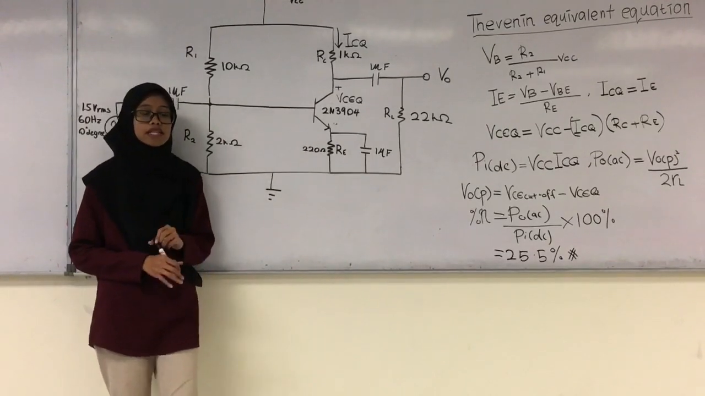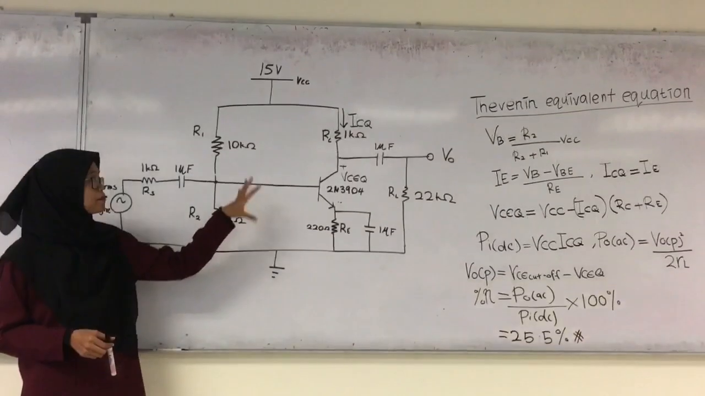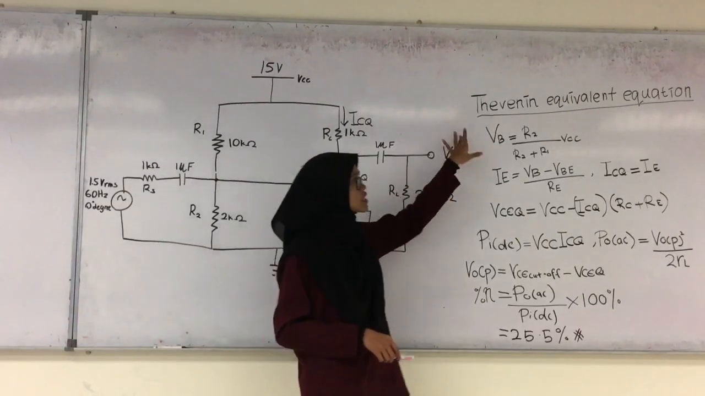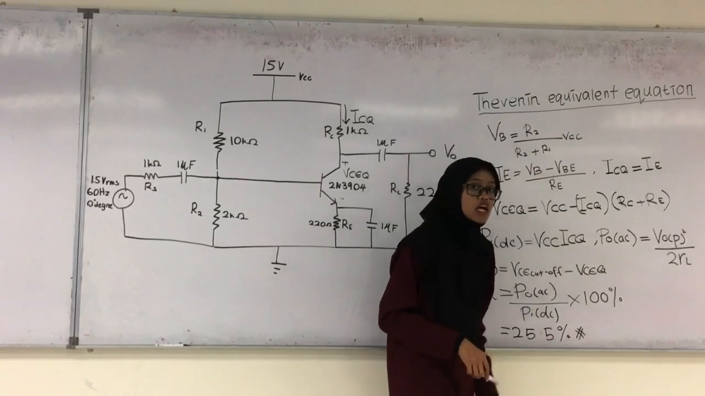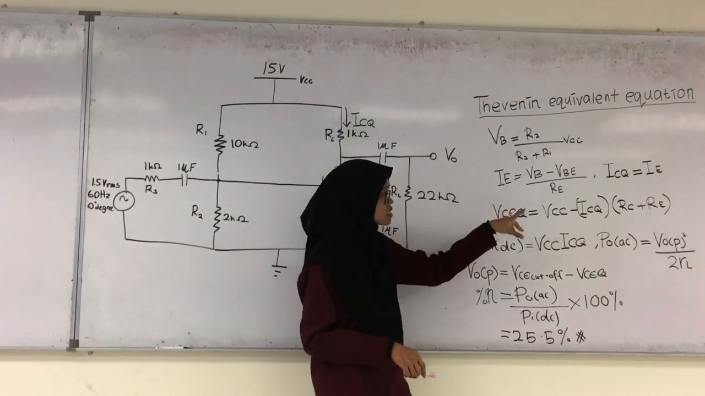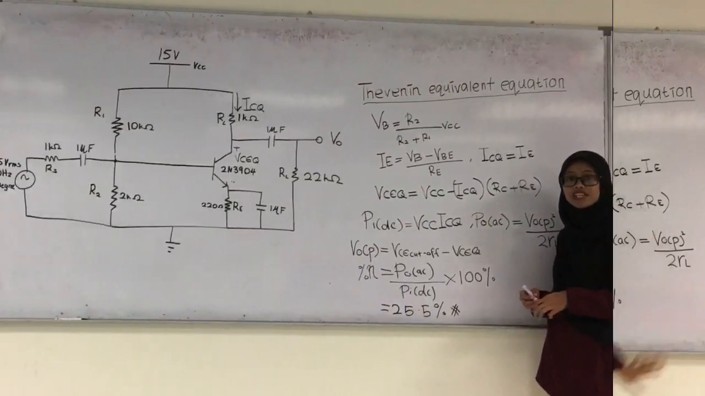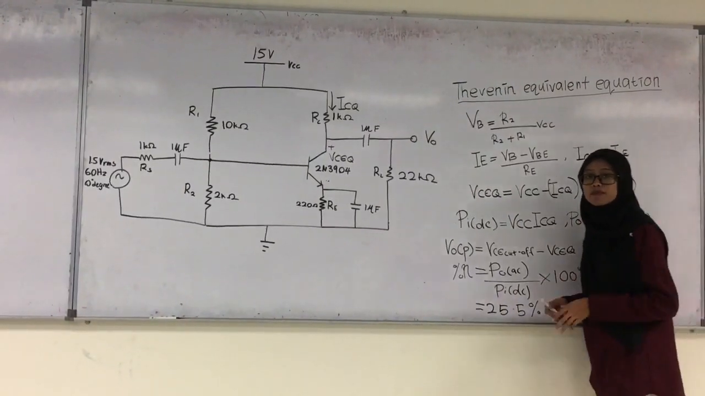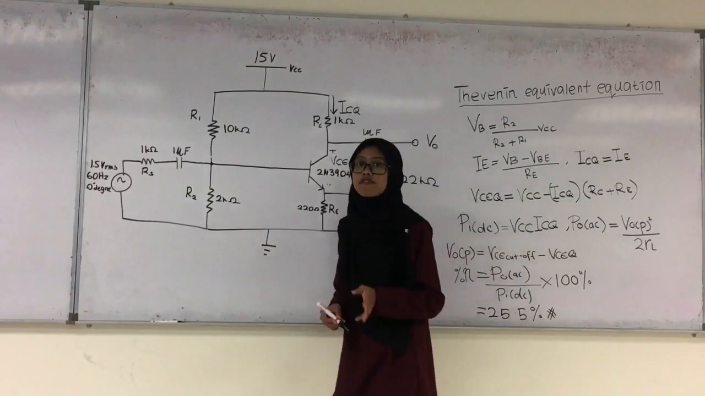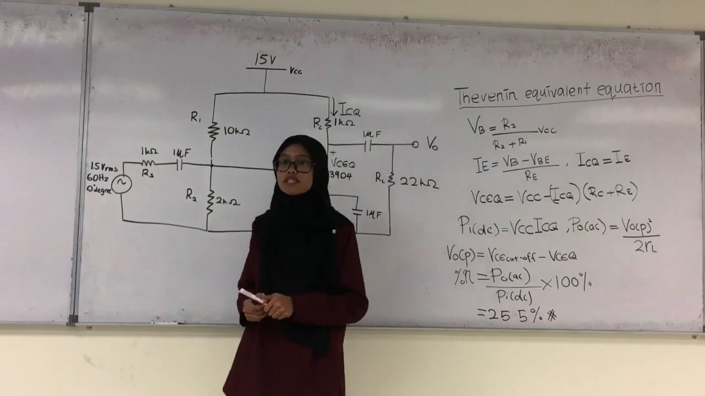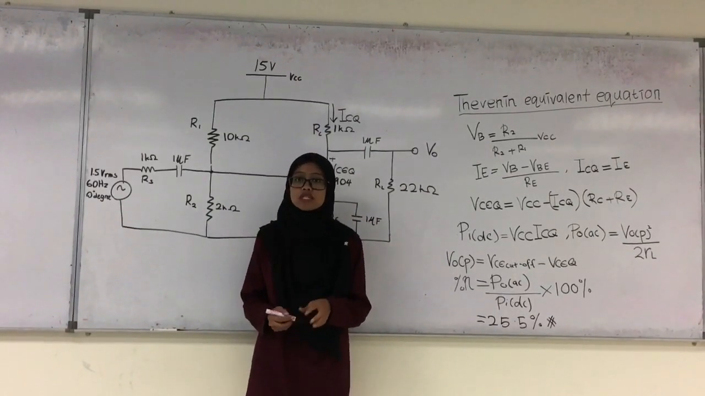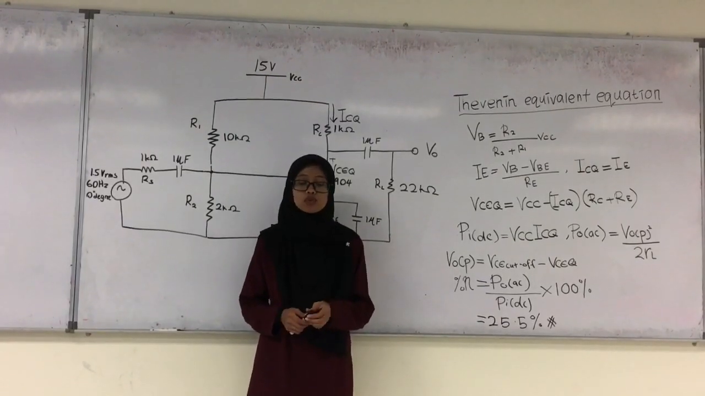Therefore, the value of beta is 100. Based on this configuration, we can find the value of VB using the Thevenin equivalent equation. And from VB, we can get the value of IE, which is equivalent to ICQ. From this value, we obtain the percentage of efficiency, that is 25.5%. This is verified for our main objective, which requires us to design a class A power amplifier with efficiency between 15% to 35%.